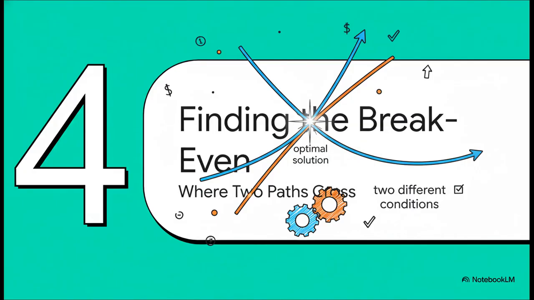Okay, so far we've been dealing with one constraint, our budget. But what happens when you have to deal with 2 or more constraints at the same time? This is super common. In math, it's called solving a system of equations. In business, this is how you find that sweet spot, that optimal solution where you're meeting multiple goals at once, like hitting a production target and a profit target.